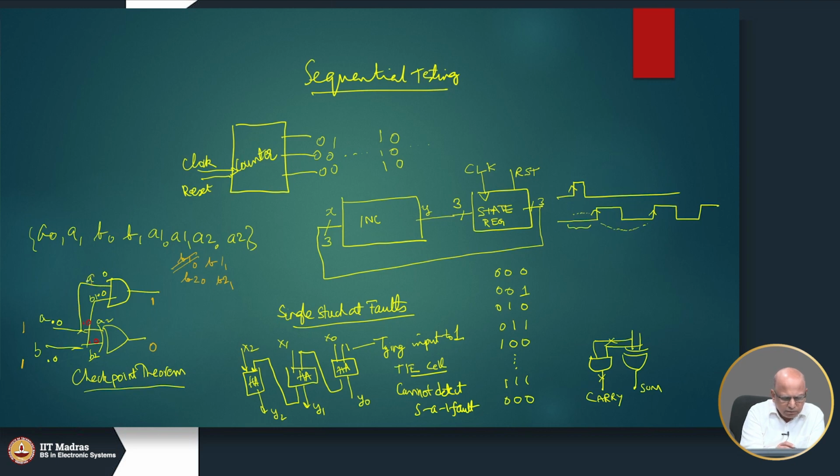Similarly, I think this is A1. Similarly, B stuck at 0 will be caught, A stuck at 0 will be caught, and then anything else. A1 stuck at 0 is also caught, but we have already eliminated that. So, it catches 4 faults.